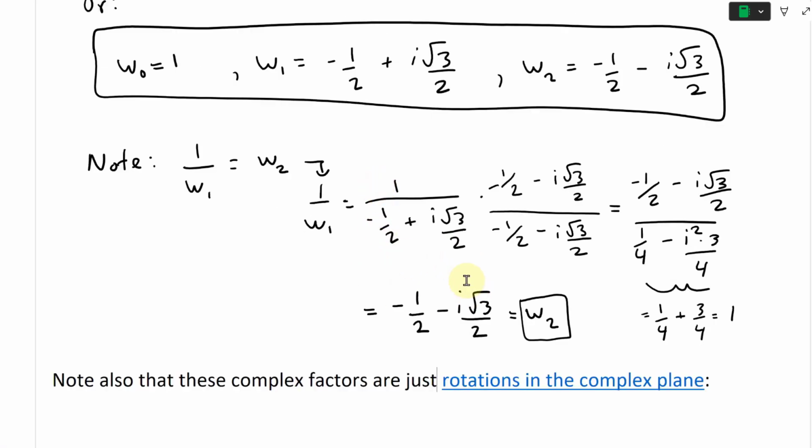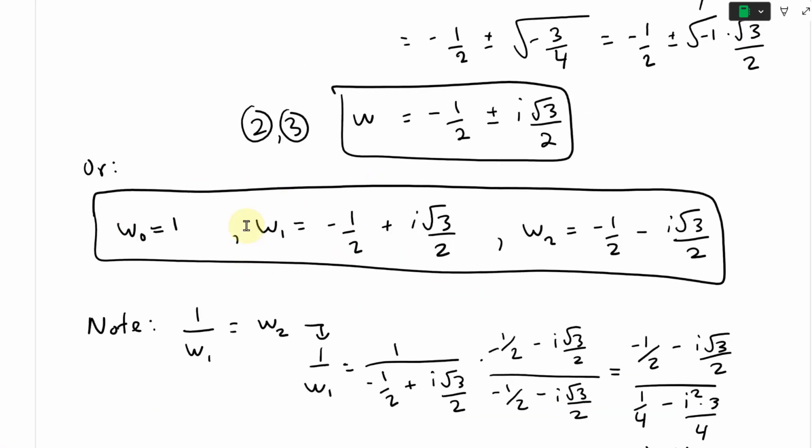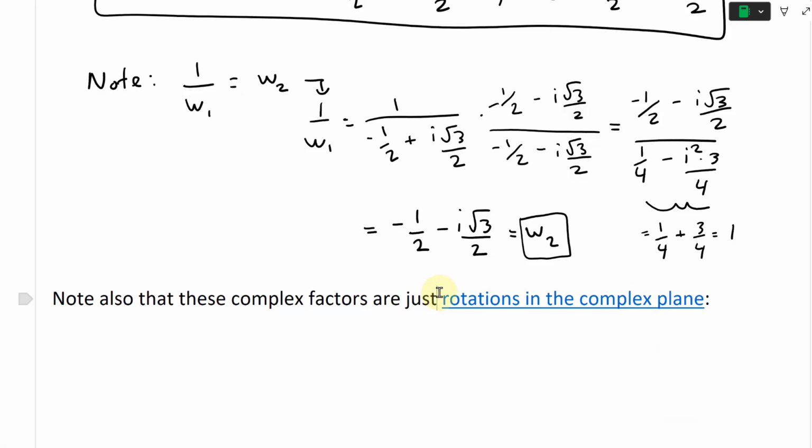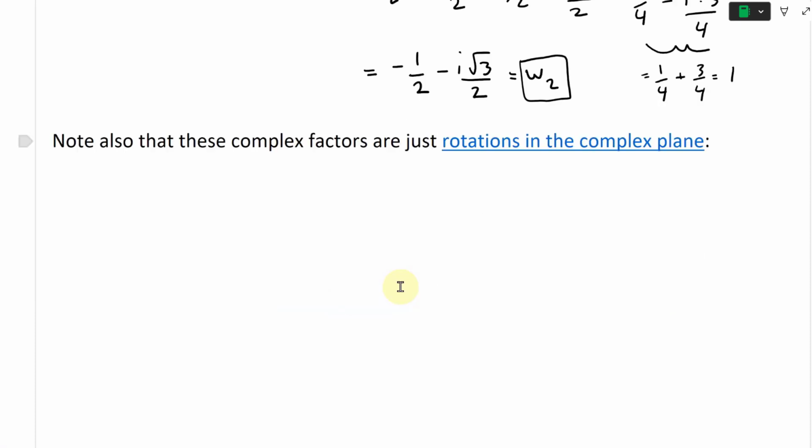Also, to give more context on these imaginary numbers, what it means is that the imaginary numbers are basically just a rotation in the complex plane. So note also that these complex factors are just rotations in the complex plane. That's the thing with complex numbers: it's a point on a plane, whereas a normal number is just a point on a line, and so on.